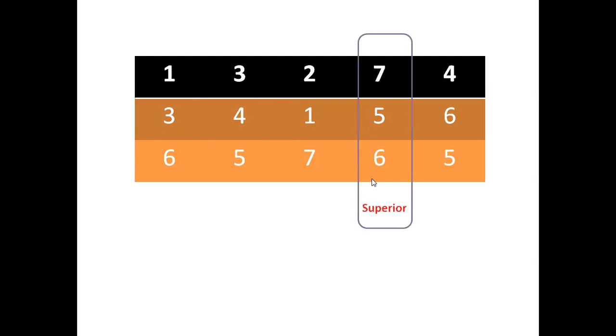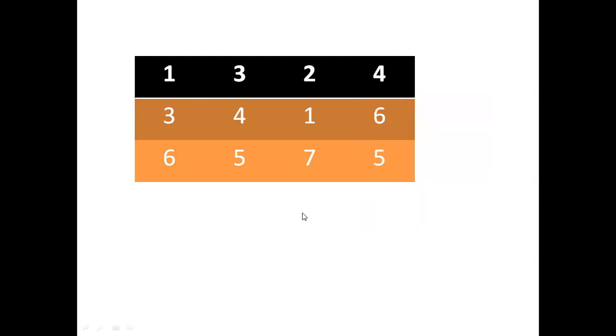This superior column will be eliminated because the player wants to minimize his loss. If he plays with this, he will lose more, and he wants to retain this compared to this one so that he can minimize his loss. So this will be eliminated and the reduced matrix is this. Then again, let us make the comparison.